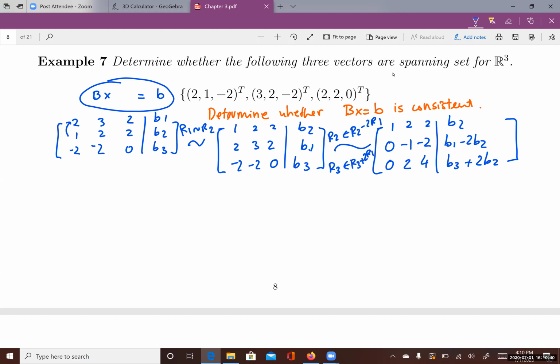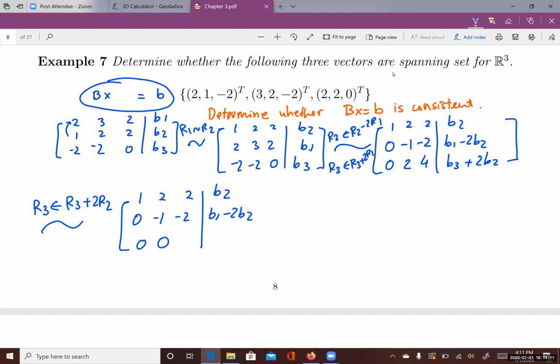Okay, well, I have to do the next step. I keep reducing my matrix, and at this point, I want to take R3 as R3 plus 2 R2, right? 2 plus 2 is 0. That's my next operation there. b2, I keep this the same. b1 minus 2 b2, and this is 0. 2 plus 2 is 0. 4 plus 2 times negative 2, 4 minus 4 is 0. And I have b3 plus 2 b2 plus 2 times b1 minus 2 b2.